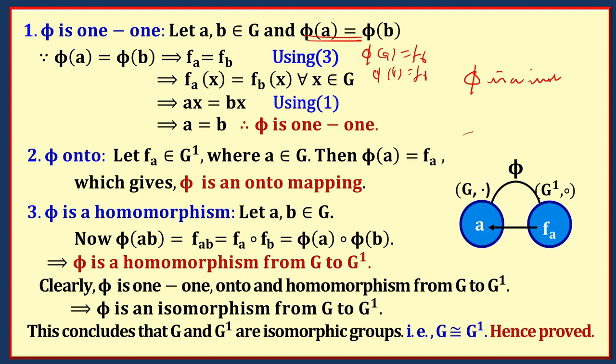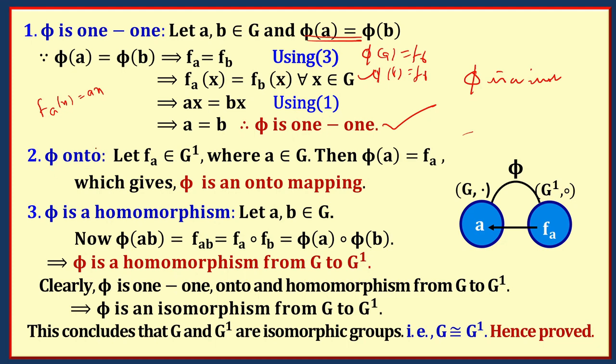This means Fa of X is equal to Fb of X for all X belongs to G. Fa of X means AX. Using 1, Fa of X is equal to AX, and Fb of X is BX. So A and B are elements. By using right cancellation law, X cancels. Here A is equal to B. So pi of A is equal to pi of B gives A is equal to B. Therefore, pi is a 1-1 mapping.